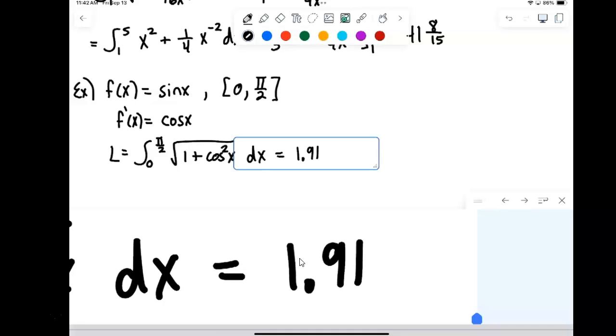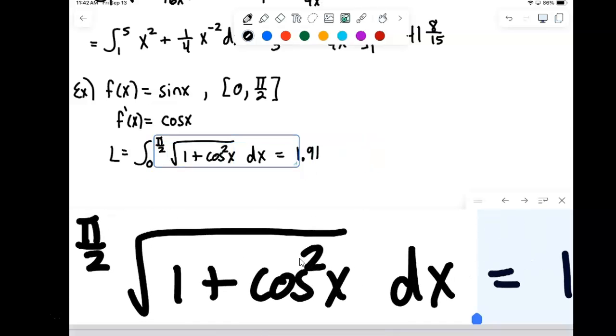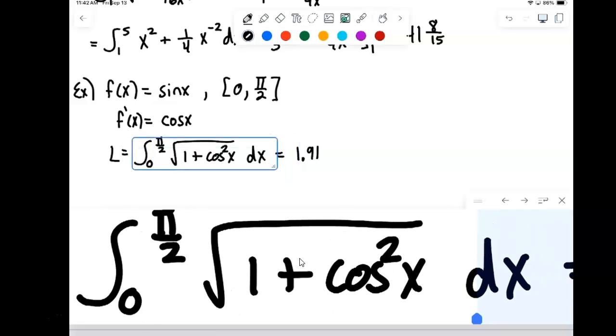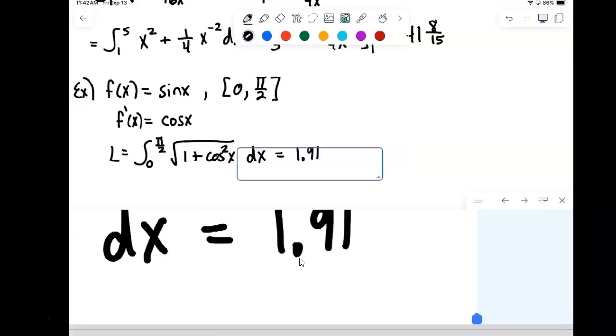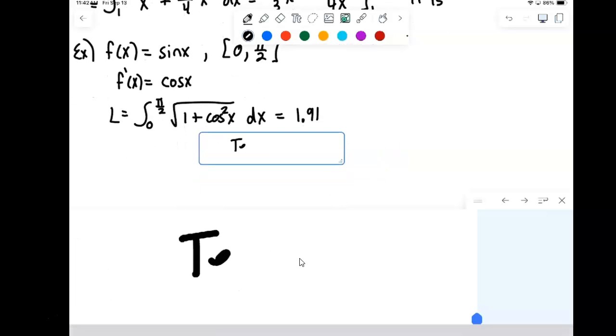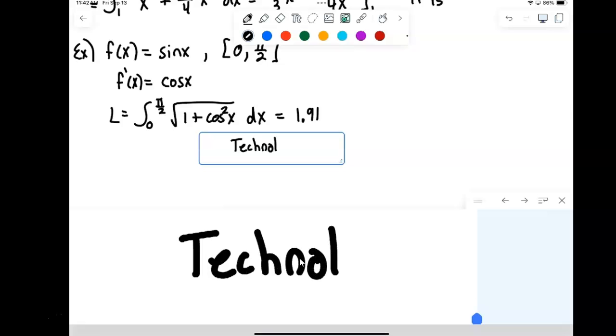There may be some advanced integration techniques that would allow you to maybe evaluate this. I'm not aware of them right now. But for us, it's definitely beyond our scope to try to compute something like this by hand. So we are going to, at that point, rely on technology. So we use our technology here to compute that for us.